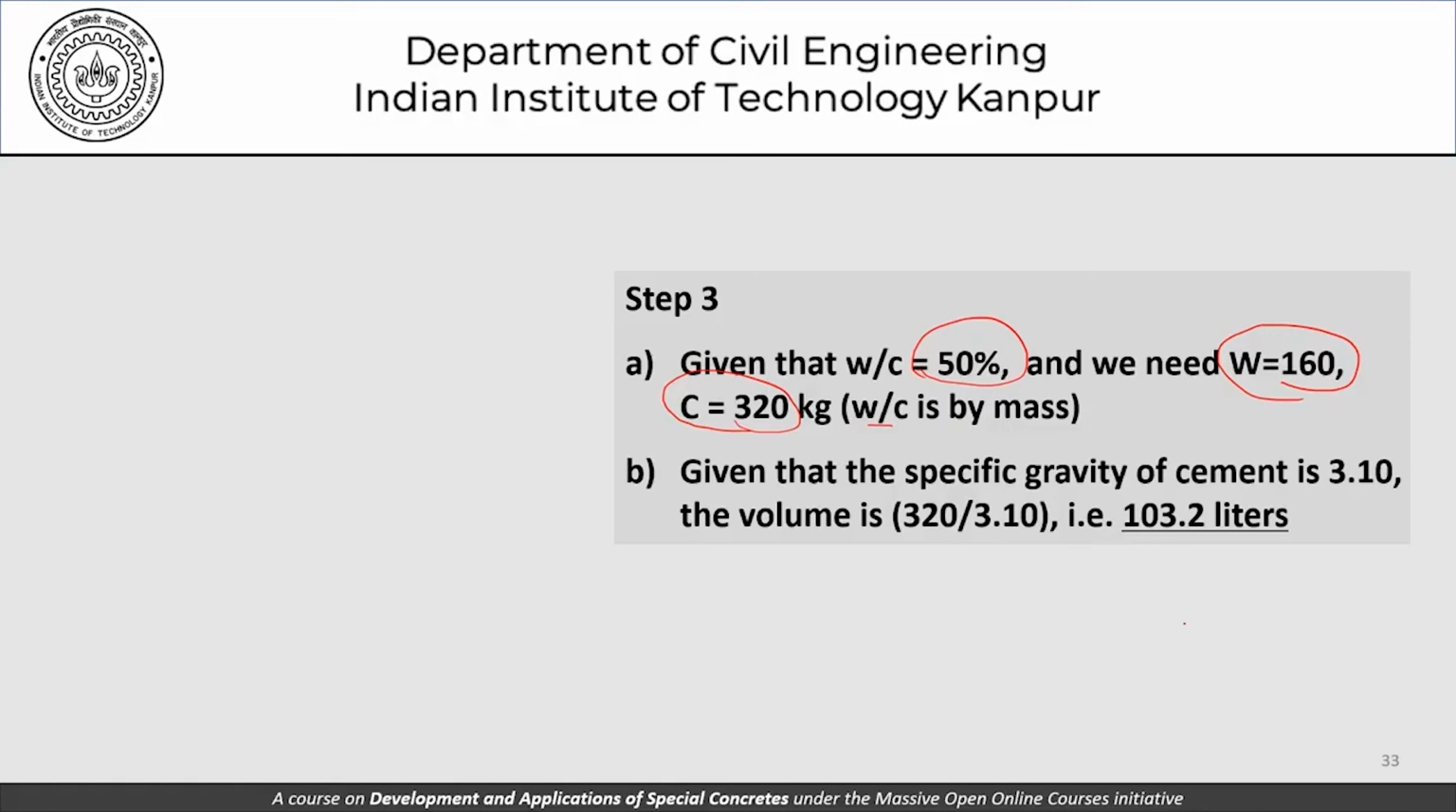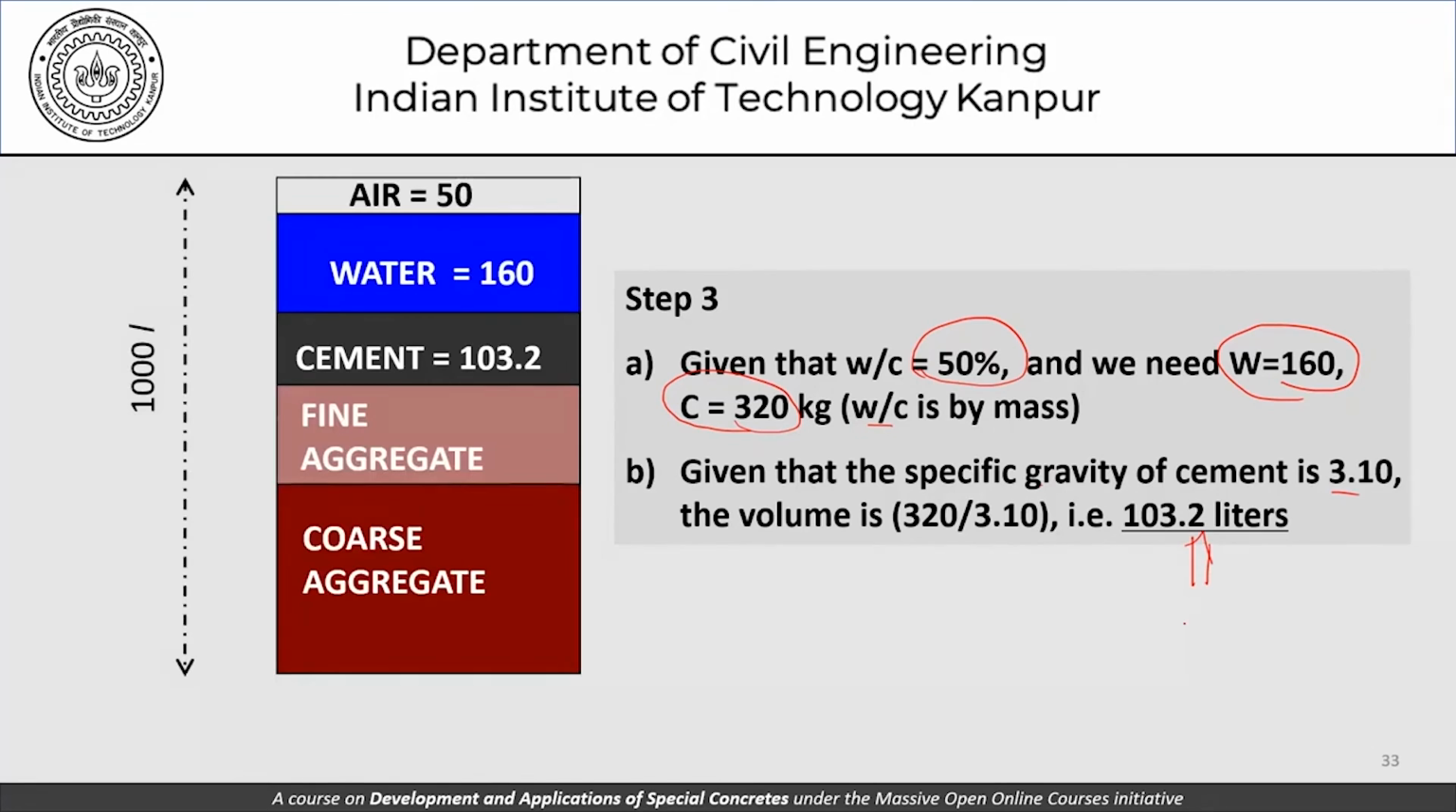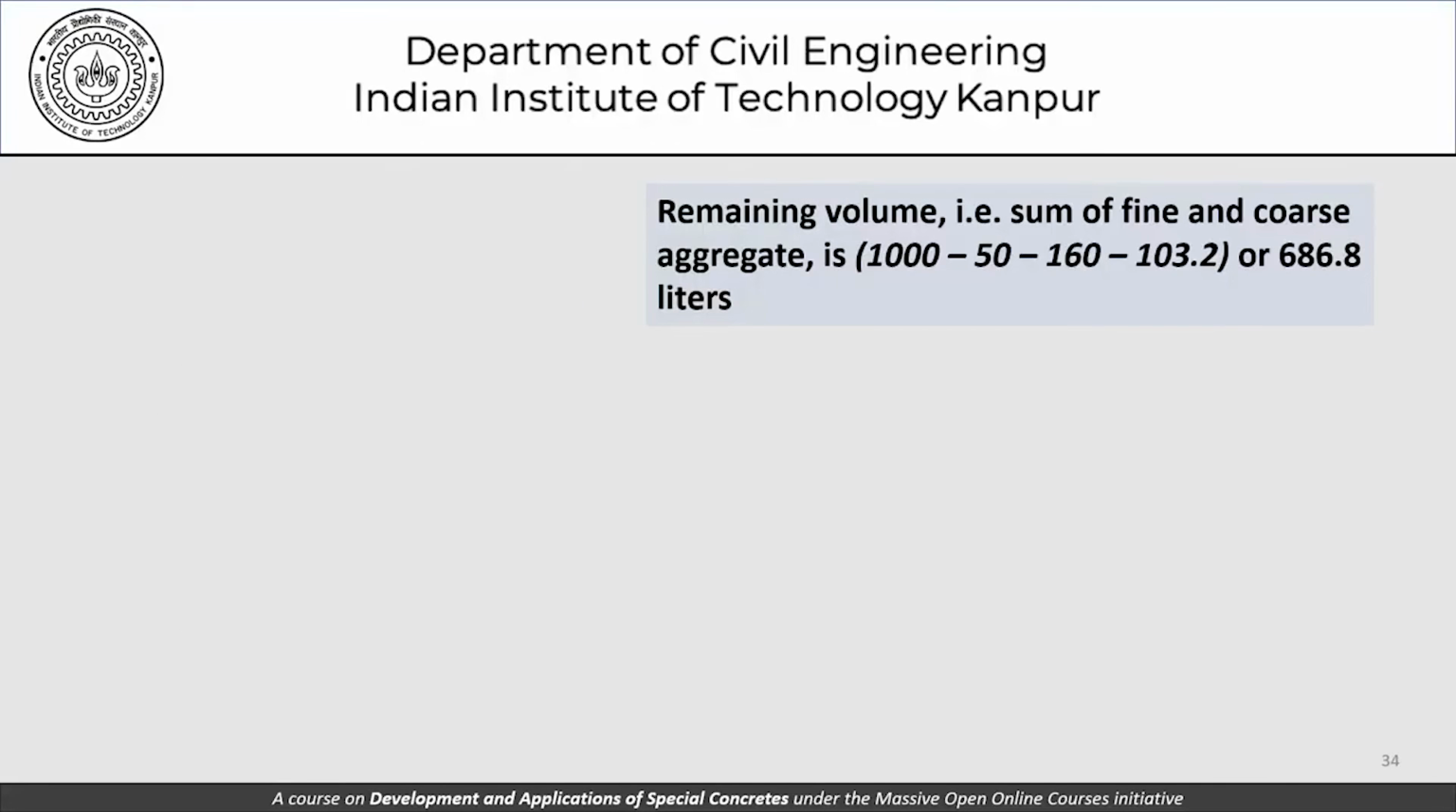Also, given the specific gravity of cement to be 3.1, this translates to 103.2 liters of cement. Now that adds to this picture here 50 liters of air, 160 of water and 103.2 for cement. That leaves the inert volume to be 1000 minus 50 minus 160 minus 103.2, which gives us the total volume of coarse and fine aggregates to be 686.8.